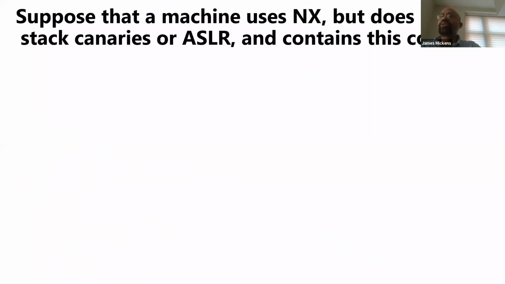Okay, so let's imagine the following. So let's imagine that a machine uses no execute bits, but it does not use stack canaries or address space randomization. Okay, so we're going to start easy and then make things hard. Now, note that we are saying that no execute bits are being used, so we can't just inject shellcode here. So we're using no execute bits, but there are no stack canaries, there's no address space randomization, and let's imagine that the server application contains this code.